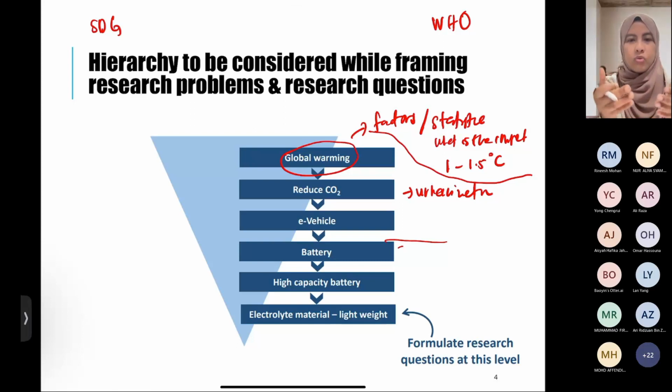So one of the ways to reduce the global warming impact is through reducing the emission of carbon dioxide. So now you see, from the global warming issue, now I have already gone down a bit to the solution. One of the effective solutions is that we need to reduce CO2. But how do we want to do it? The perspective of this research is going into the e-vehicle. So we need to increase the implementation of e-vehicles. Okay, now this goes even deeper.